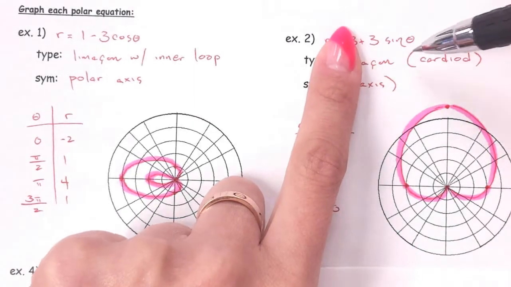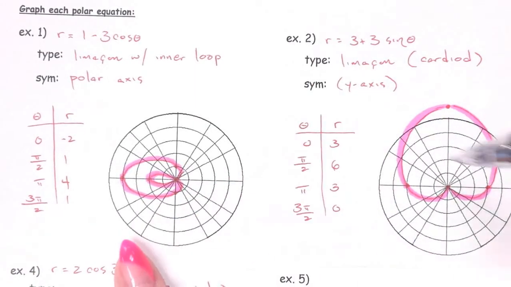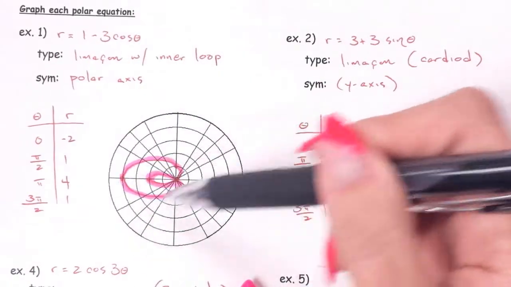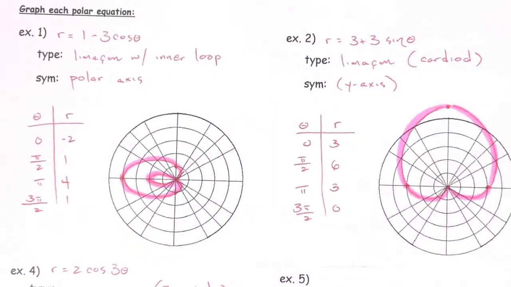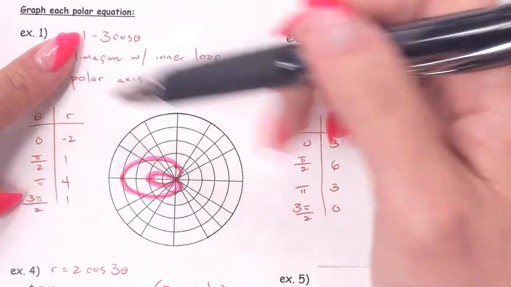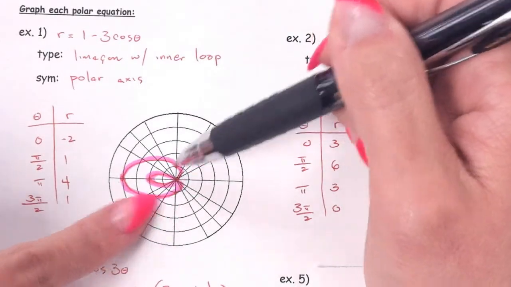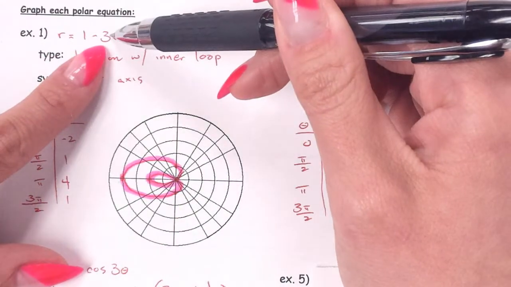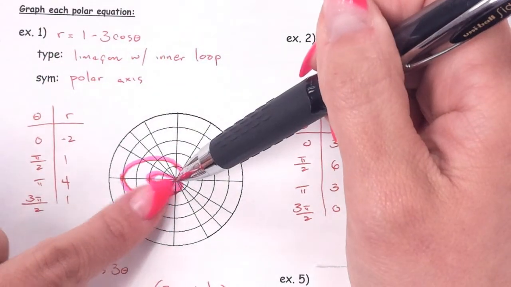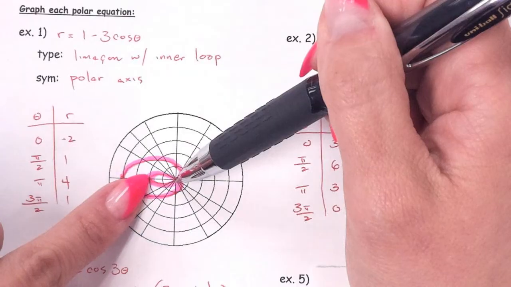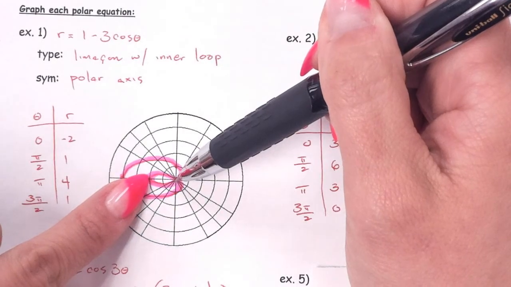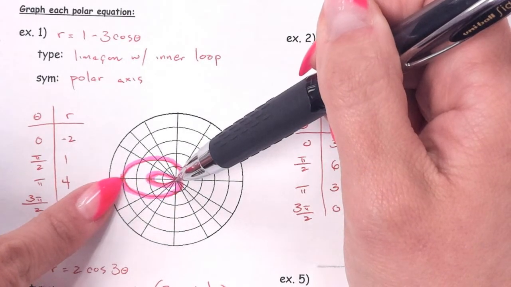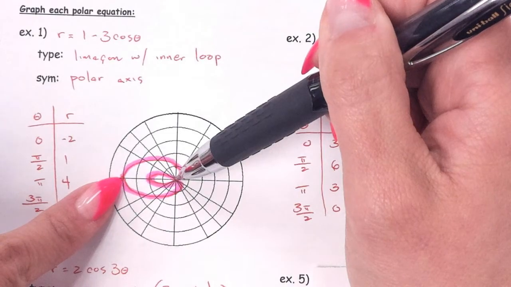Positive sine means it's above here somewhere. Negative cosine means it's over here somewhere. Well, how do you know where the points are? A is 1. 1 up, 1 down. So most of it's here, but this is 1 up and 1 down. And then B is 3. B minus A gives you the length of the inner loop, which is 2. B plus A gives you the length of the outer loop, which is 4.